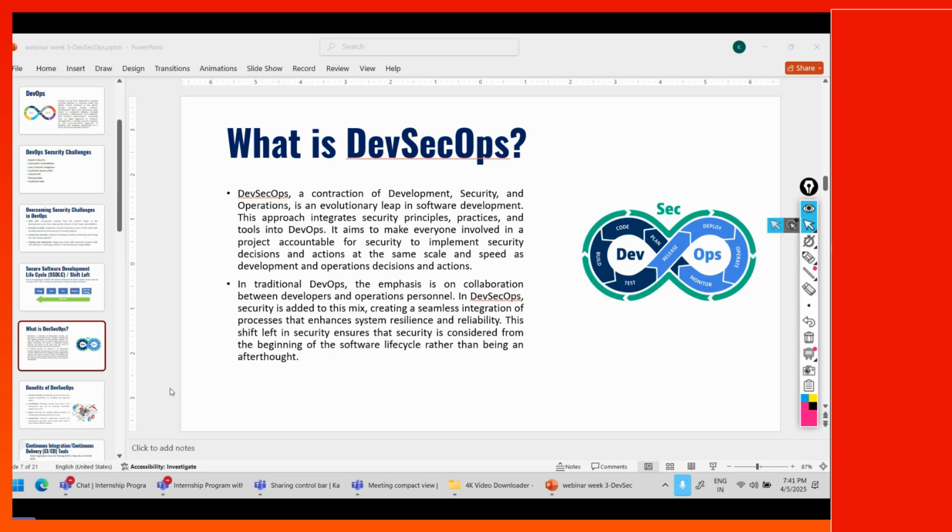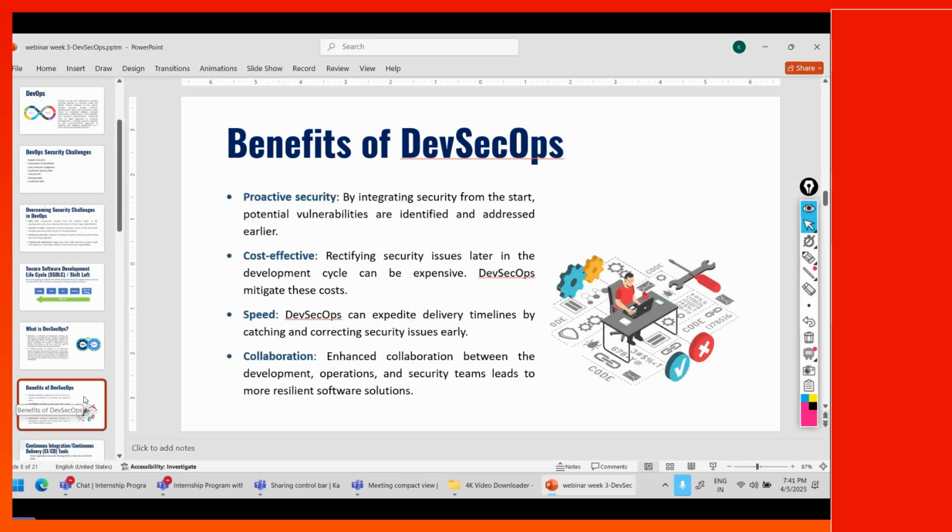So that is there. So what are the benefits of DevSecOps, right? Proactive security, cost-effectiveness, speed, and collaboration. By integrating security from the start, potential vulnerabilities are identified and addressed earlier. So as I told, at the design phase itself we can identify vulnerabilities and fix them at an earlier stage. Cost effective: rectifying security issues later in the development cycle can be expensive. DevSecOps mitigates this cost, right?